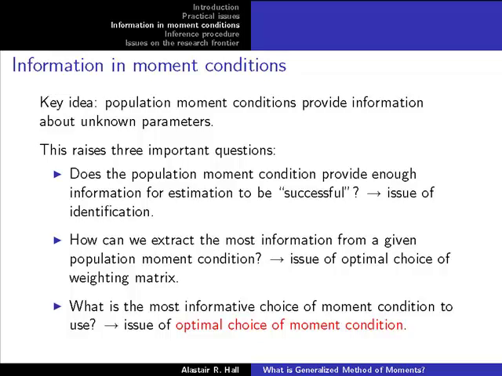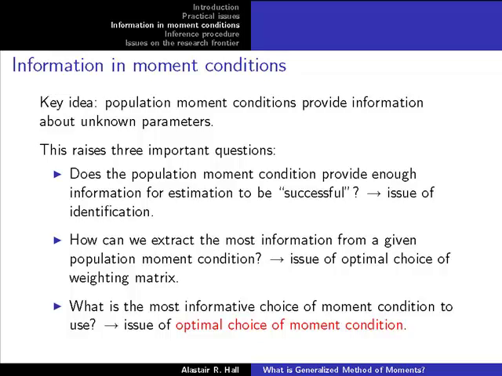Once we recognize that, a number of questions naturally occur. First of all, does this population moment condition that I've written down, like the ones we had in the earlier examples, actually provide me with enough information for my estimation to be successful, using that term loosely? Another question is, having written down a population moment condition, how can I extract the most information from it about the parameters that I'm interested in? And lastly, what's the best choice of moment condition for me to be using?